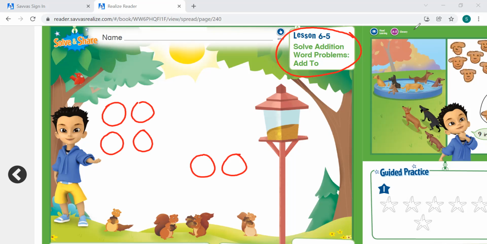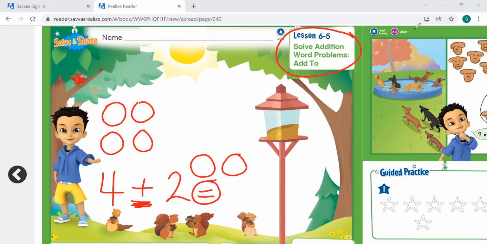Now I'm going to write an equation. I'm going to write 4 plus 2. So I have 4 squirrels and I am adding 2 more squirrels. This is a plus sign right here. We add them together. This is our equal sign, which means is.